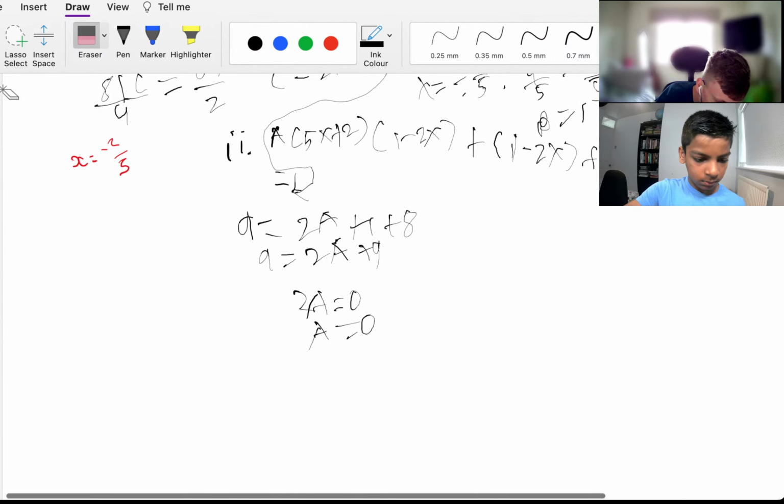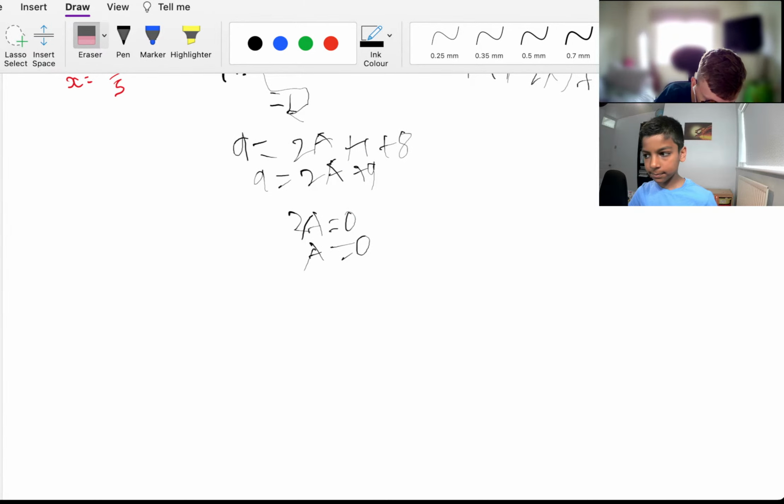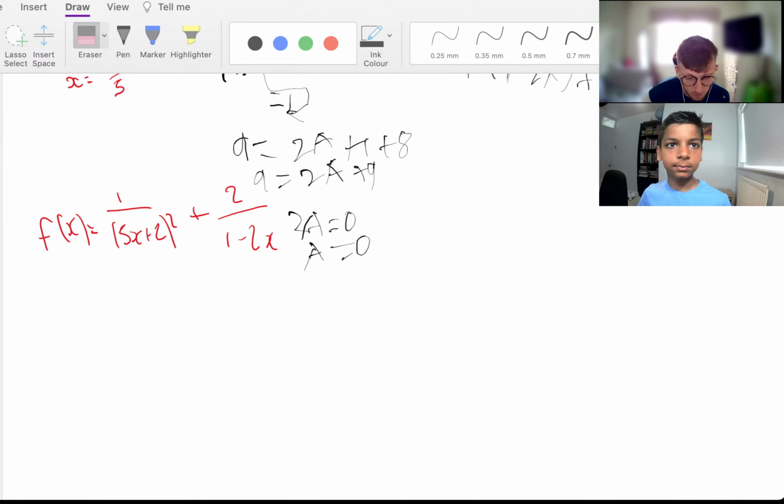So we have then our f of x is b, which is 1 over 5x plus 2 squared, plus c, which is 2 over 1 minus 2x, and we want to use polynomial expansion to show that f of x can be written as p plus qx plus rx squared, the first 3 terms up until x squared. And we want to simplify p, q, and r.